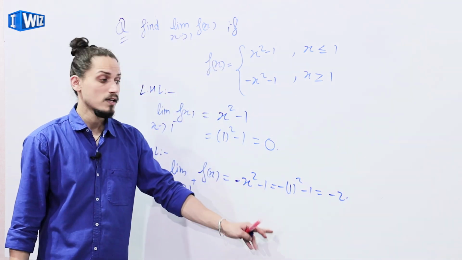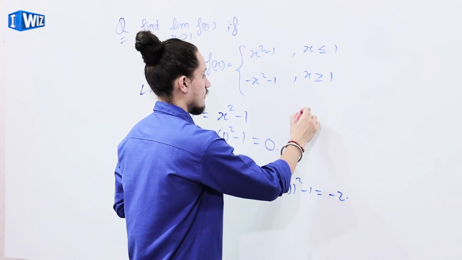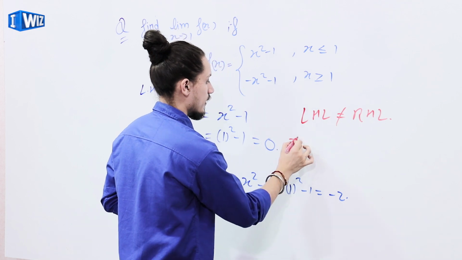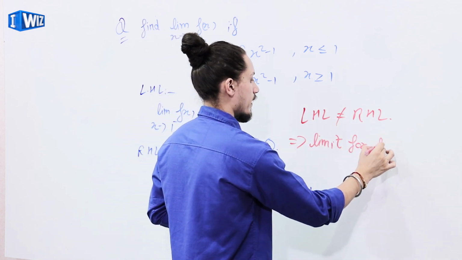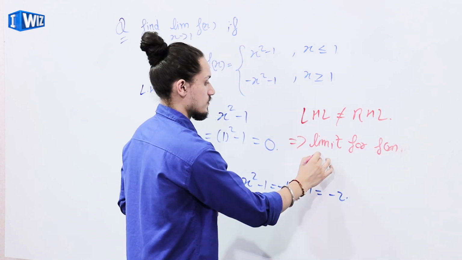And hence the result. So left hand limit in this case is not equal to right hand limit, which implies the limit of f of x does not exist.